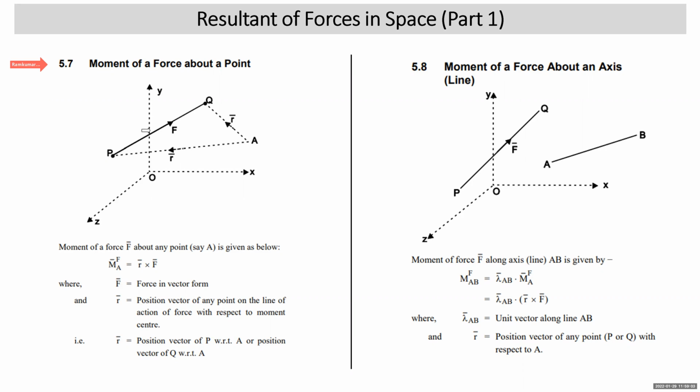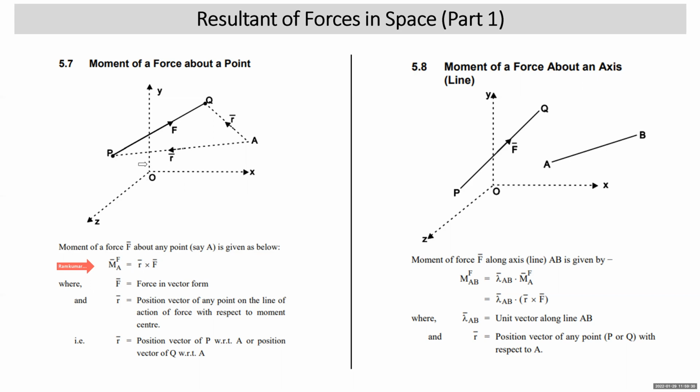Now here you have the force F bar, which is acting along PQ, from P towards Q. You want to find the moment of this force about A. So what will be the moment of force about A? You have to find it like this. Moment of force about A will be R bar cross F bar. All right. Moment of the force F about point A will be R bar cross F bar. It cannot be F bar cross R bar.